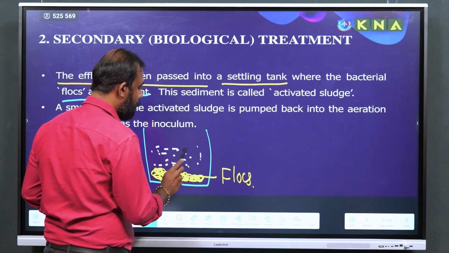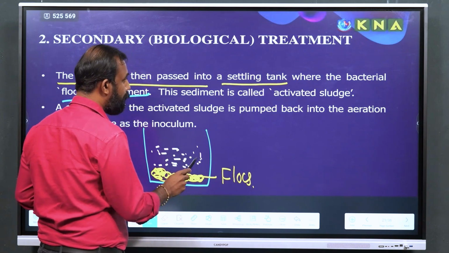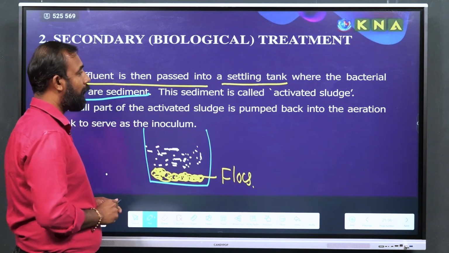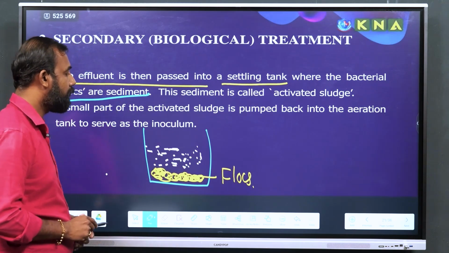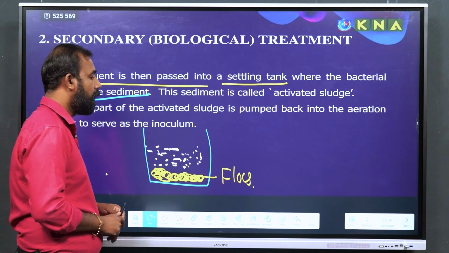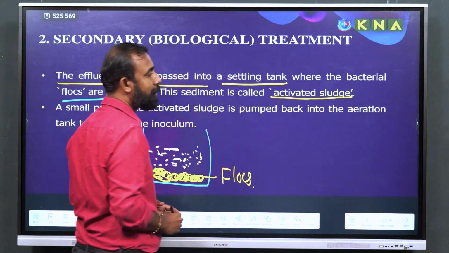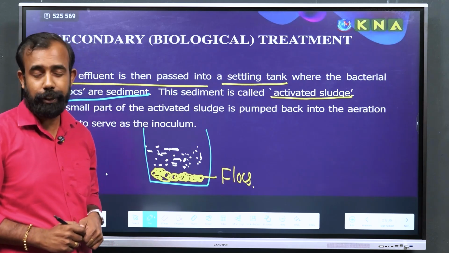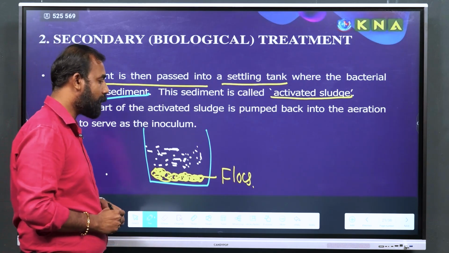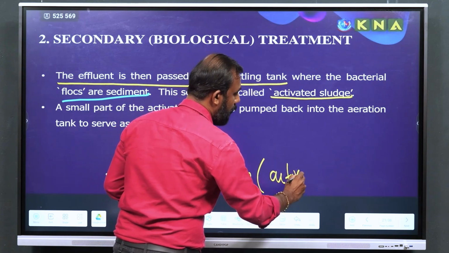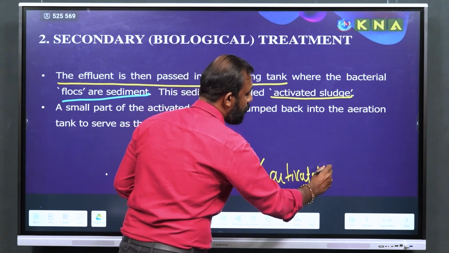So this is the settling tank. The effluent is passed into the settling tank where the bacterial flocs sediment. This sediment is called activated sludge.